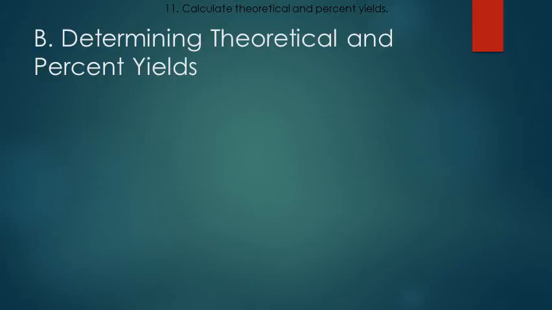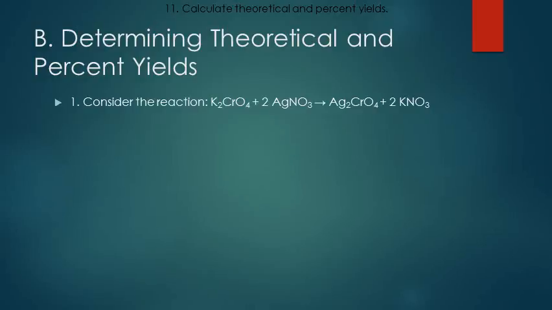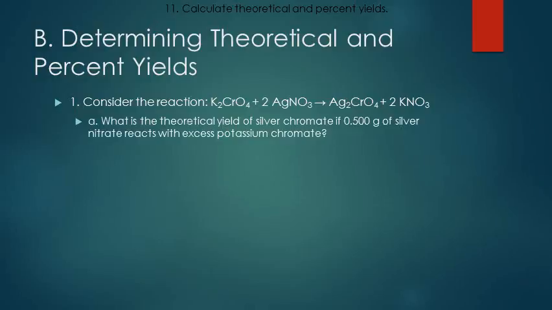Let's take a look at how we actually do these calculations to find theoretical and percent yields. Let's just consider this reaction between potassium chromate and silver nitrate. You're given the equation for the reaction here. And we're asked, what is the theoretical yield of silver chromate if 0.500 grams of silver nitrate reacts with excess potassium chromate? In this problem, we know that the silver nitrate is limiting because we're told that the potassium chromate is in excess. So what that tells us then is the yield, in other words, how much we can get, will be based on the silver nitrate amount.